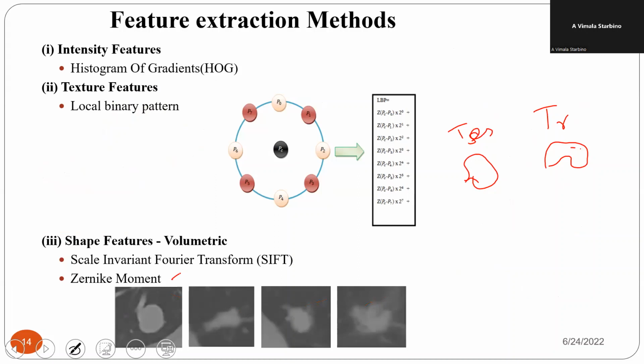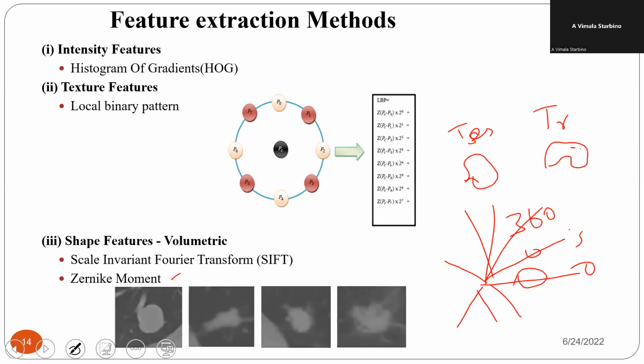What the Zernike moment does is rotate the image through 360 degrees. When it is at 0 degrees, the features will be extracted. When it is at 30 degrees, the features will be extracted. At 60, 90, like that, for all 360 degrees, all the features will be extracted. In each position, it finds what is connected to that, and those features are extracted and processed for the next step. So this is about the Zernike moment.